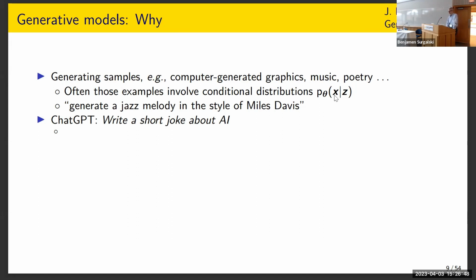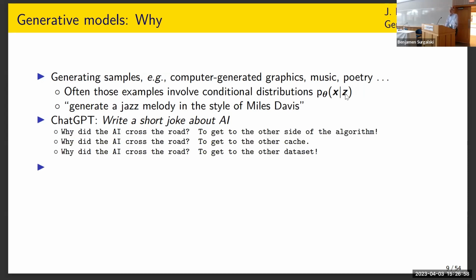So it's going to draw an X from some distribution that has buried in its code. Given the input, write a short joke about AI. And here's what it came up with. Three really bad jokes about why did the AI cross the road.